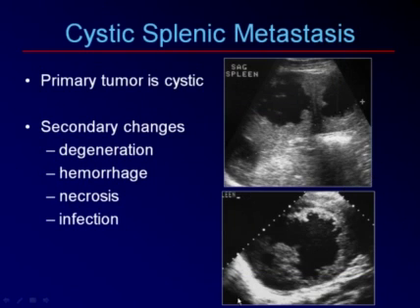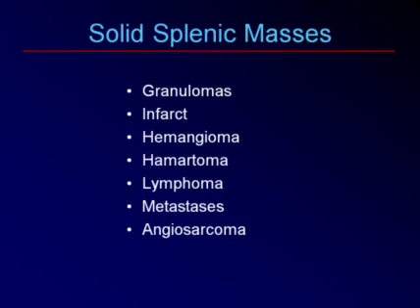More cystic lesions that occur in the spleen could be metastases from a primary tumor that is cystic, like an ovarian cystic mass. Sometimes there's a metastasis that undergoes cystic degeneration, maybe internal hemorrhage, necrosis, or infection, and that can cause this irregular, thickened appearing mass, which would be suspected of being tumor or an abscess.